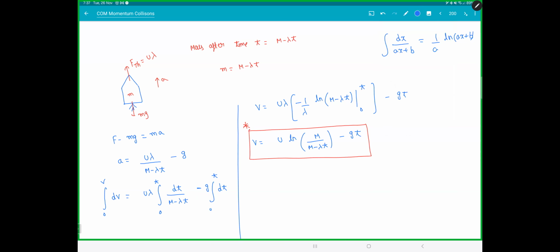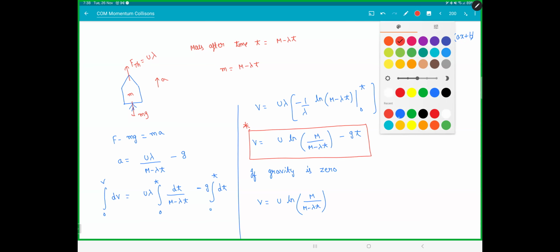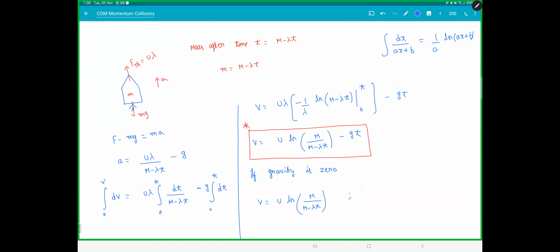If gravity is not there, that means if the rocket is in space without any gravity, then your equation becomes V is equal to u into ln(M by (M minus lambda t)). So if you see, this is the initial mass and this is the mass at time t. So you can calculate V final. V final will be u ln(initial mass by final mass).